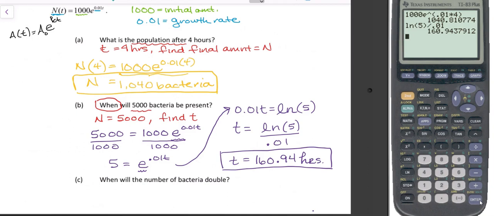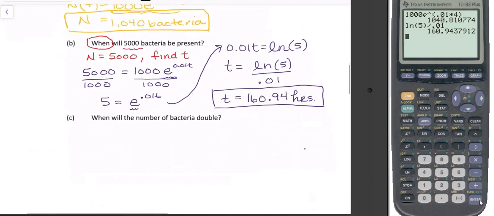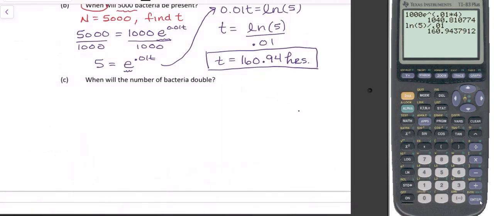Okay, one more question about this particular function, and this time it asks me, when will the bacteria double? So when we're looking at how long it takes for something to double, that is often known as doubling time, which makes sense.